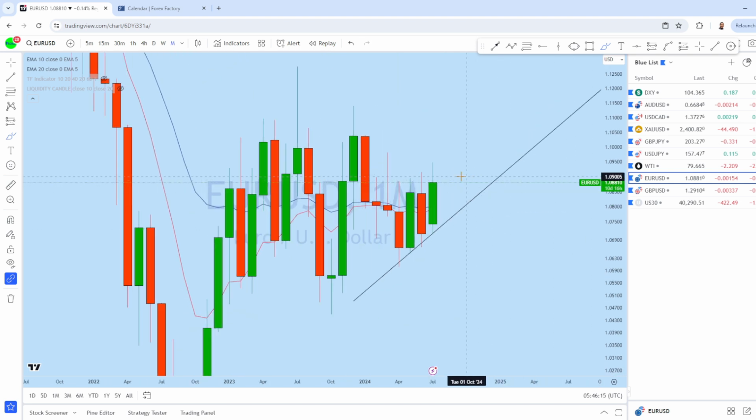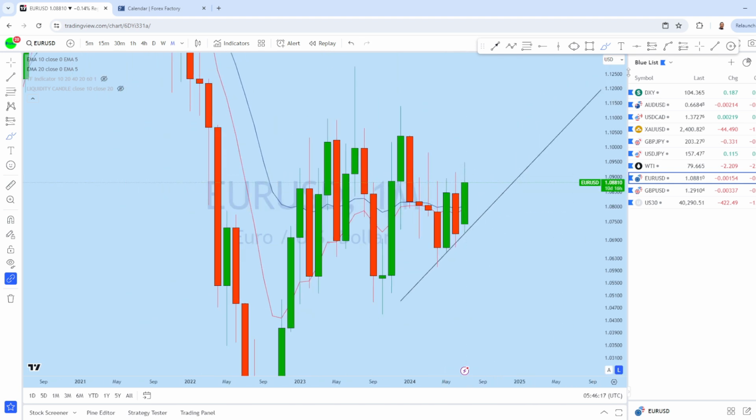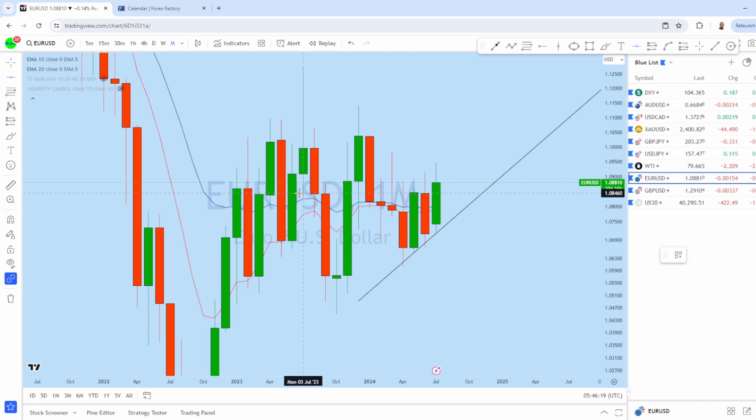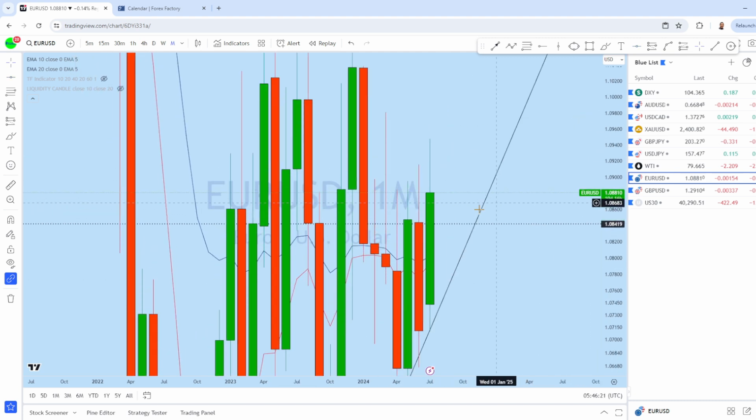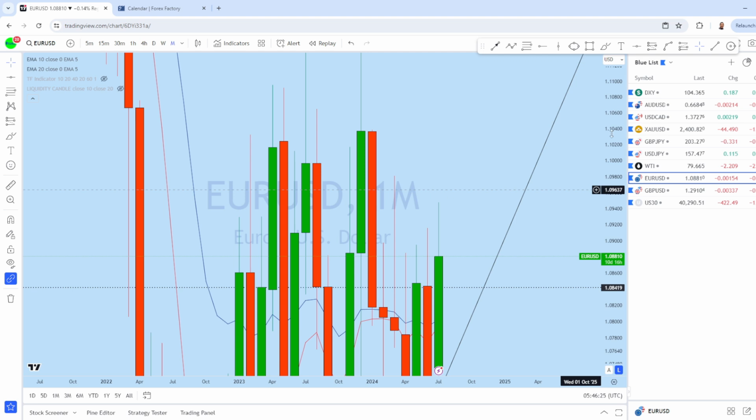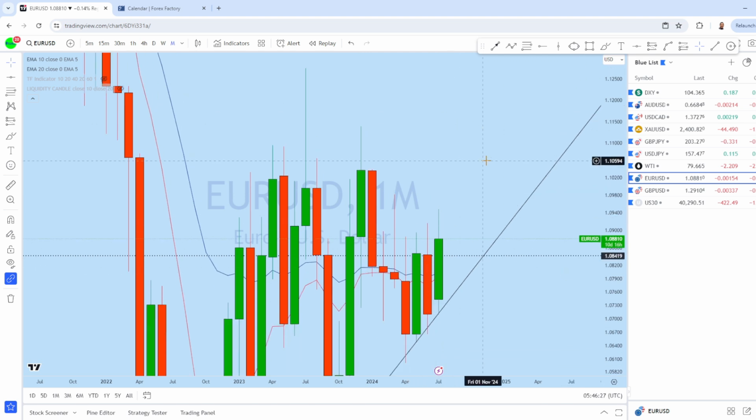So this is the monthly candle, expecting euro dollar to bounce back to the upside. Now this is the previous resistance, which is turning support here on euro dollar. We will be looking to see an initial pullback and then a bounce back up.